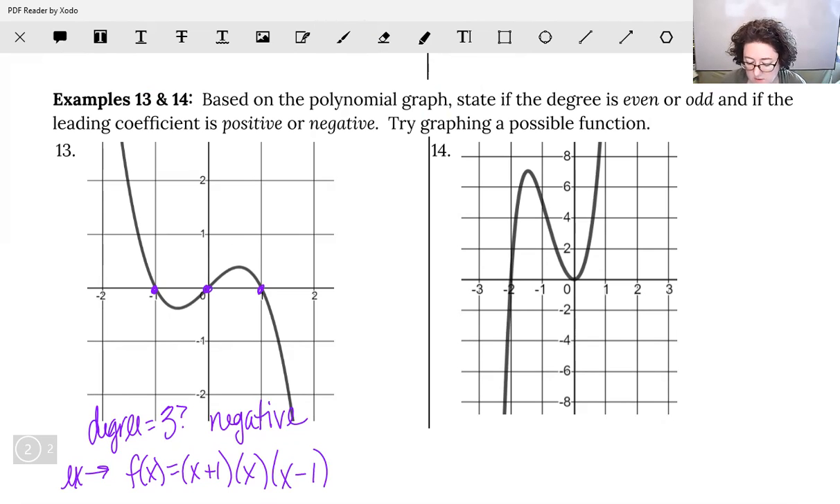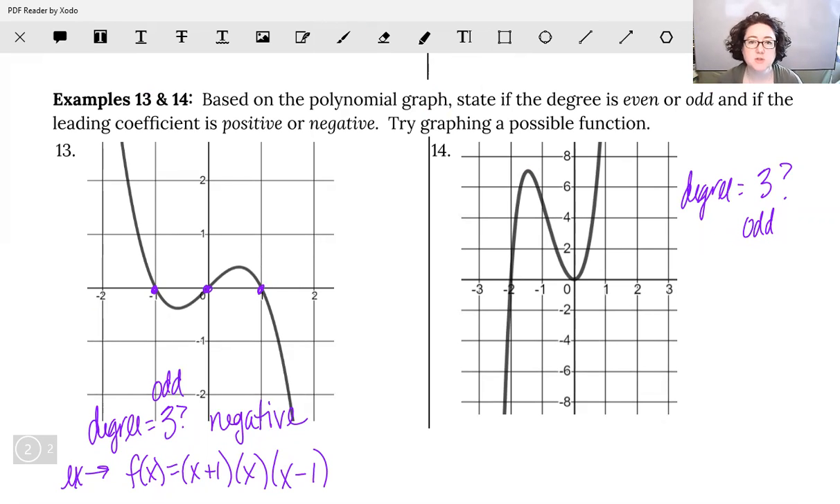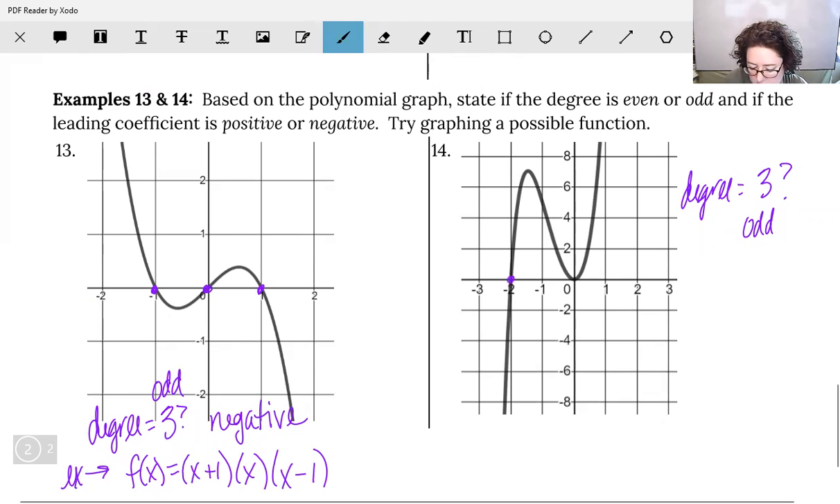Okay, 14, again, if the ends are in opposite directions, should it be even or odd? Okay, so degree is going to be an odd function. Again, it could be 3, could be 5, could be 7, but I can only see 3 possible zeros. We have one going through the -2, single root because it goes straight through, and we have one going through at the 0, which is a double root because it bounces.